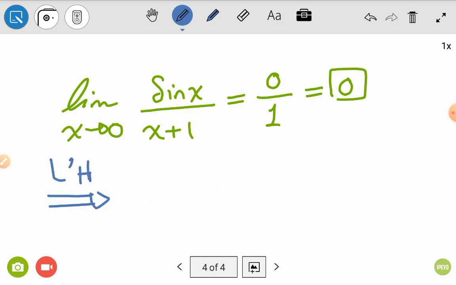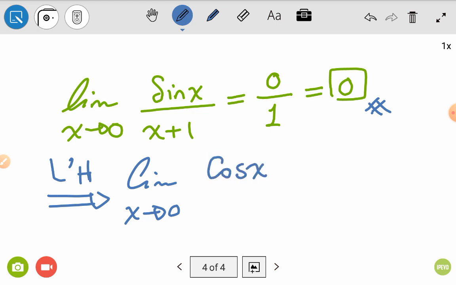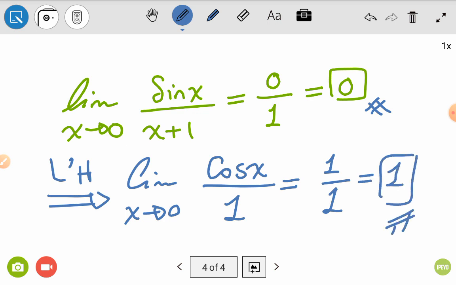If we try to apply L'Hopital's rule when the answer is not indeterminate form, we get the limit as x approaches 0 of the derivative of sine x, which is cosine x, over the derivative of x, which is 1. Substitute 0 for x: cosine 0 is 1, over 1, which is 1. Now we have 2 different answers.